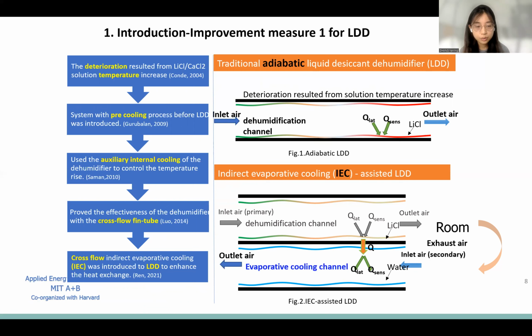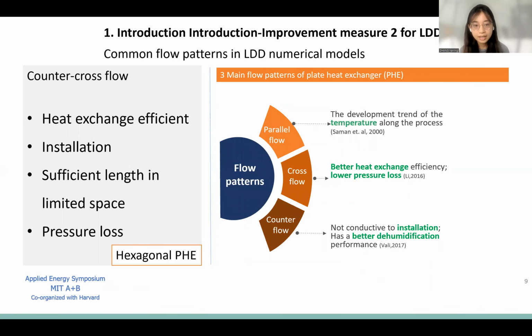Therefore, it might use an internal cooling, such as indirect evaporative cooling, assisted to LDD. As can be seen from the bottom of this slide, there has been added one evaporative cooling channel between the dehumidification channels, where they use the exhaust air from the room as an inlet air to get into the channel to have an evaporative cooling process. Therefore, the first potential improvement for LDD might be adding an internal cooling.